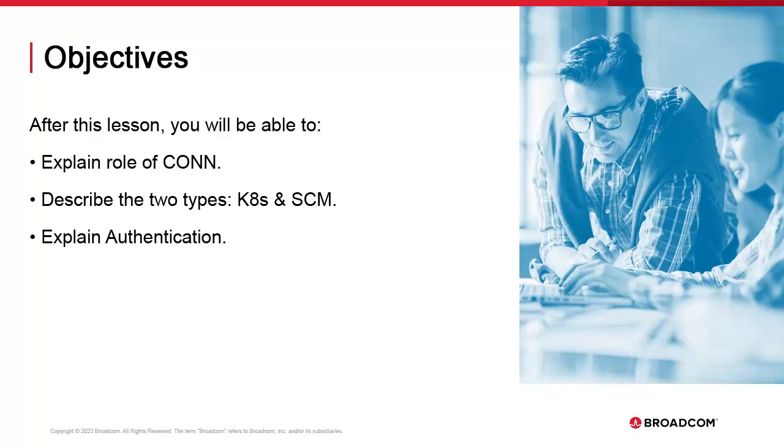In both cases, Automic needs to authenticate before it can submit processes. In the case of a K8s or scaling job, authentication details are stored directly in the CONN. As we've already explained, in the case of the SCM, authentication is stored in a separate CONN. Finally, we'll perform a demo and show how to set up the two CONN objects.